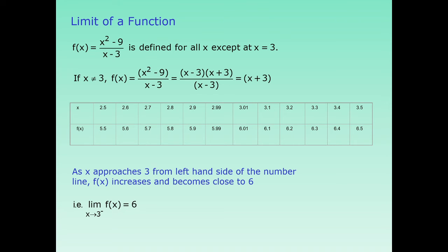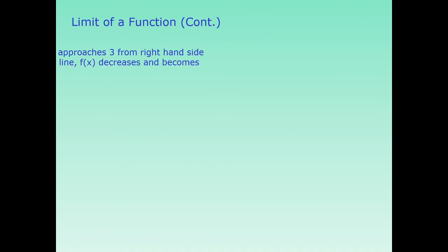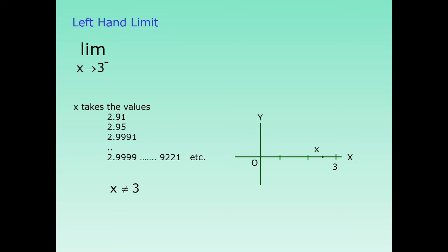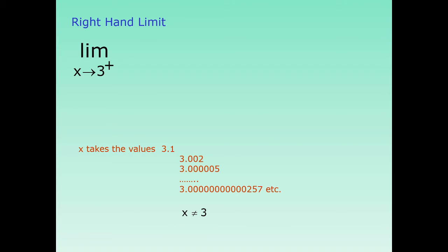The notation that we have used: limit x tends to 3 minus means left hand limit, and the left hand limit of f(x) is 6. Similarly, as x approaches 3 from the right hand side, f(x) is again close to 6. For the left hand limit, x takes values less than 3, but not at 3, very close to 3. For the right hand limit, x takes values like 3.1, slightly more than 3, but not at 3. It is something that is right of 3.